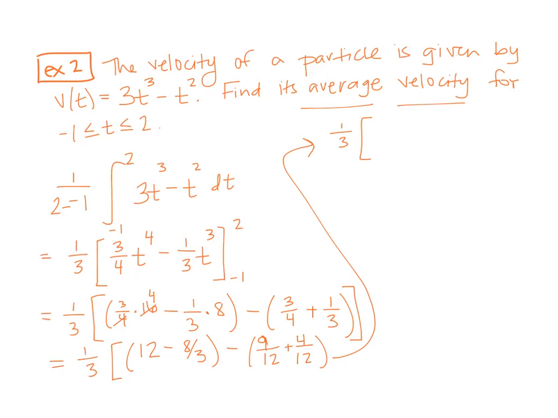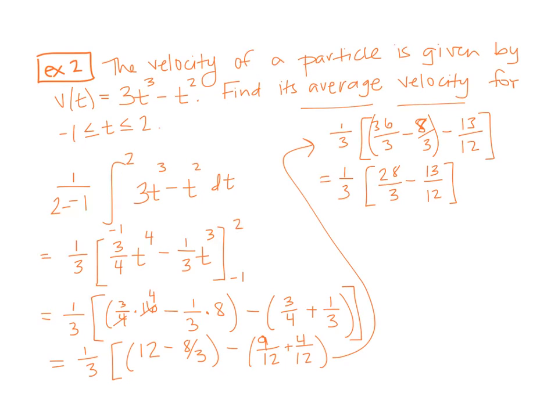All right, 12 minus 8/3, we can write 12 as 36/3 minus 8/3, and then the 9/12 plus 4/12 is 13/12. So we're subtracting 13/12. All right, so I'm gonna do this part first here. 36 minus 8 is 28/3. And this is 13/12.